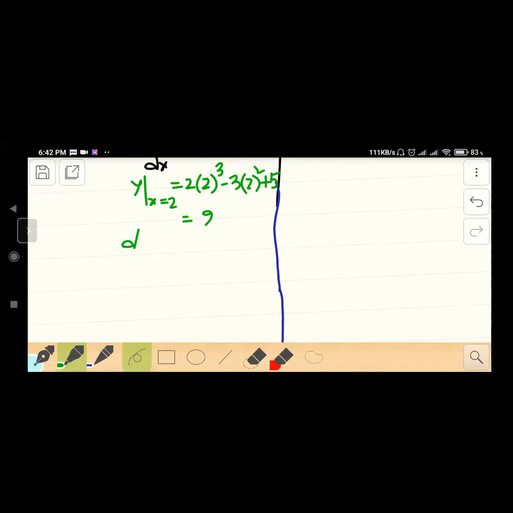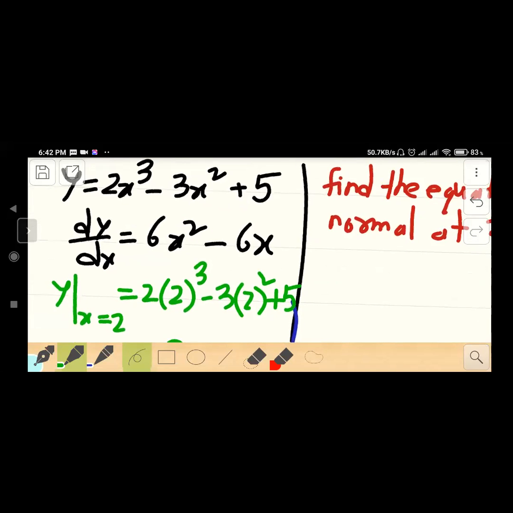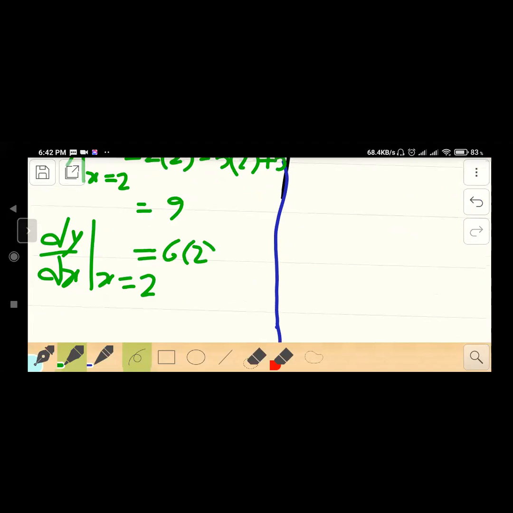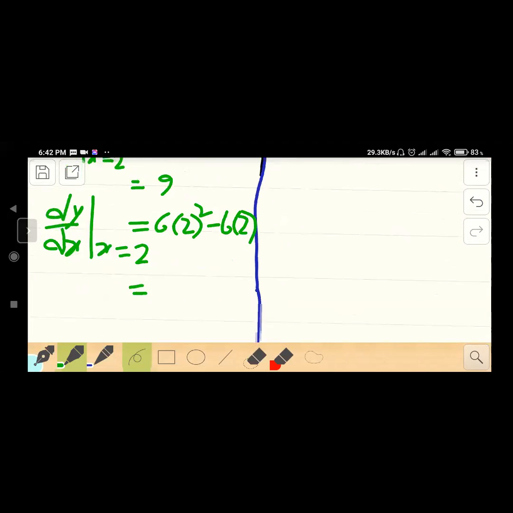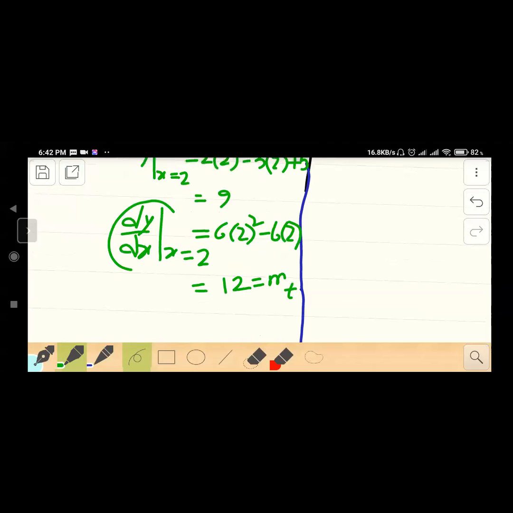Okay, now dy by dx at x is equal to 2 is equal to 6 into 2 square minus 6 into 2. What will that be? That will be 24, and 24 minus 12 is 12. This is the gradient of tangent. From dy by dx, whatever you get is the gradient of tangent.